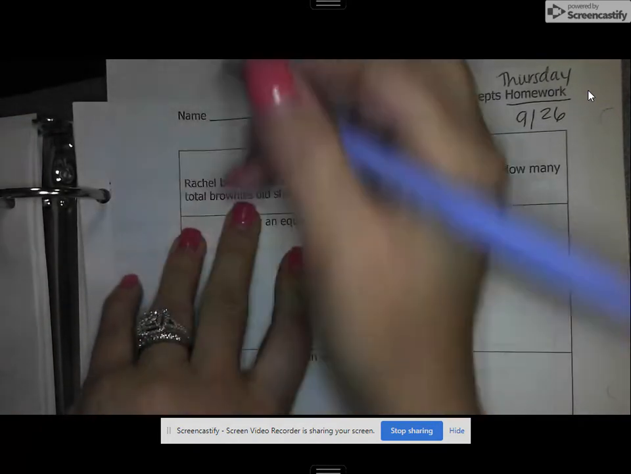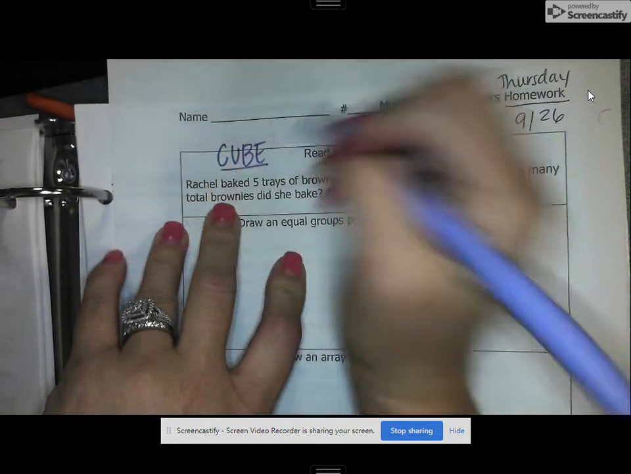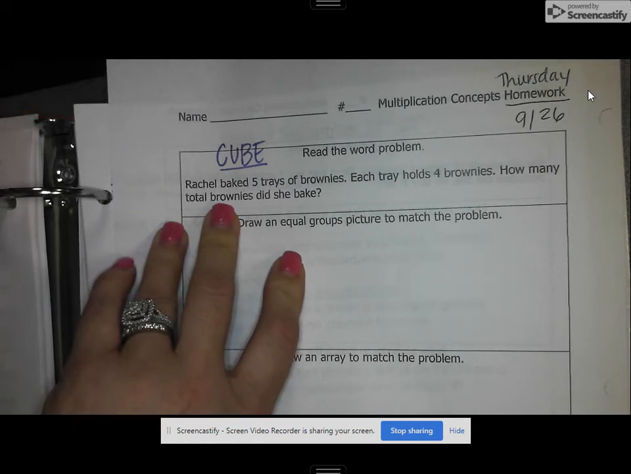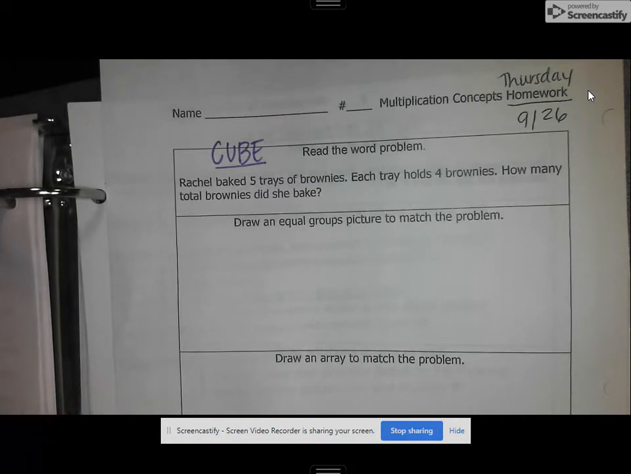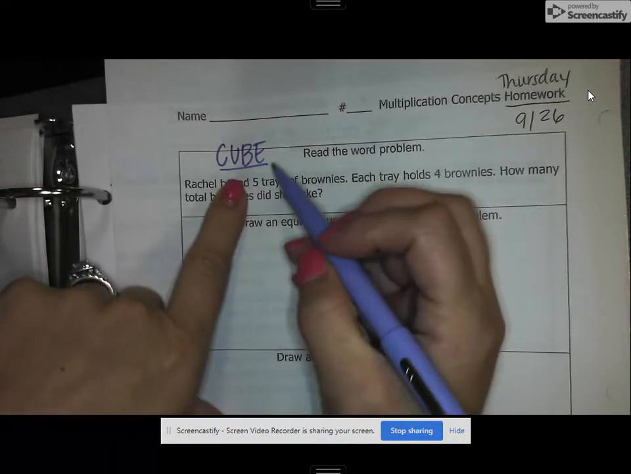So the first thing that the students should do with their word problem is CUBES it. That's something we practice every single day. And that's just when you have a word problem, are you going through and pulling out the important things that you need to make sure that you solve it correctly, use all the information that's important. So the first thing is they need to circle the numbers and their units.